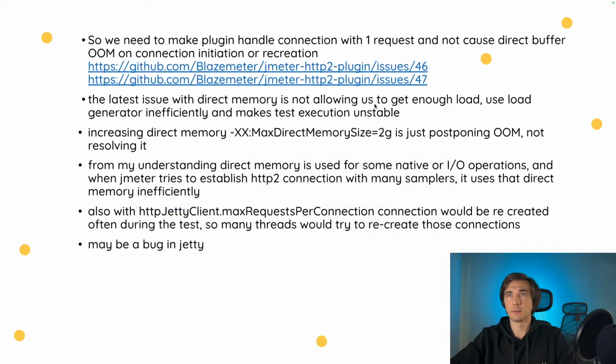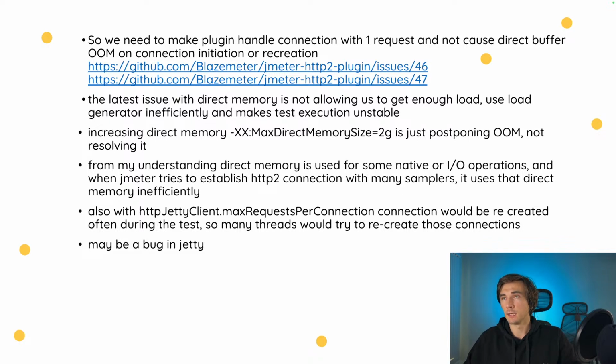And yeah, so these are the current issues that we have. It's direct memory usage. It's actually not allowing us to generate a lot of load. It is using a lot of resources for establishing the connection, because a lot of parallel requests are trying to do it. So what can we do to stop getting that error with direct memory?